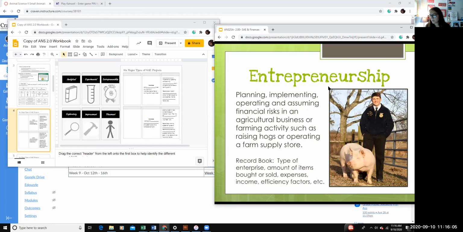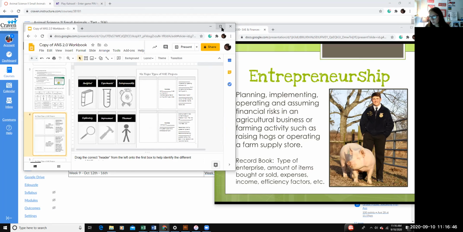So the first one is entrepreneurship. So planning, implementing, operating, and assuming financial risk in an agriculture business or farming activities such as raising hogs or operating a farm supply store. So does anybody here that's on currently have an entrepreneurship SAE or job where they do their own business like lawn care or, I don't know, training hunting dogs or anything like that? Nope, no businesses.